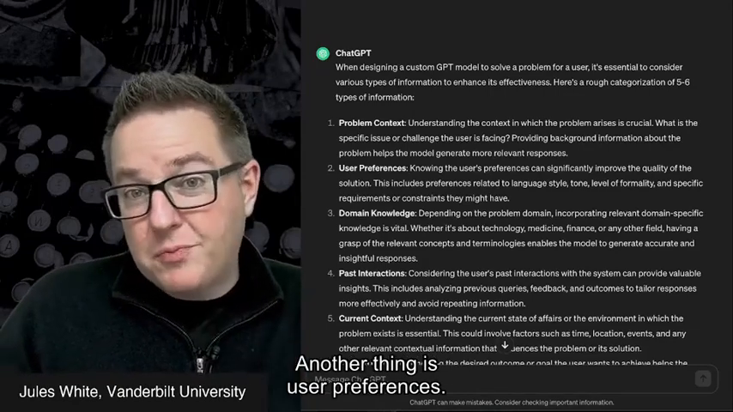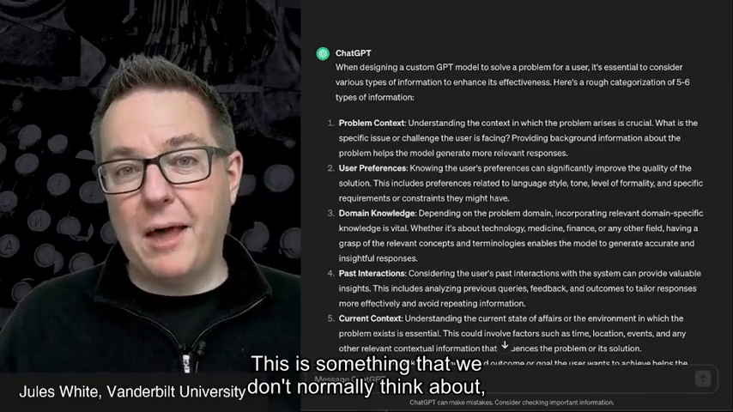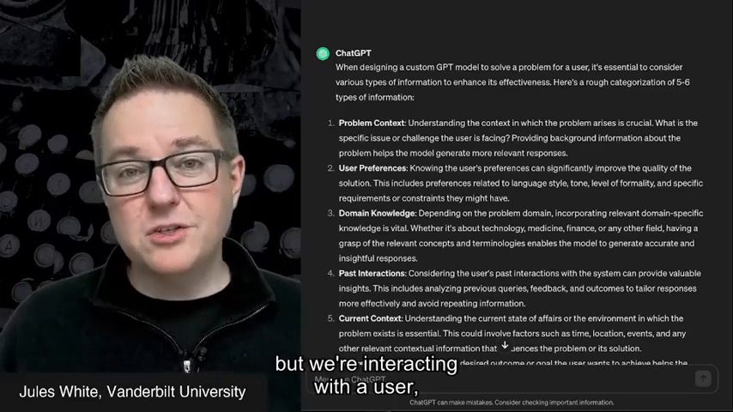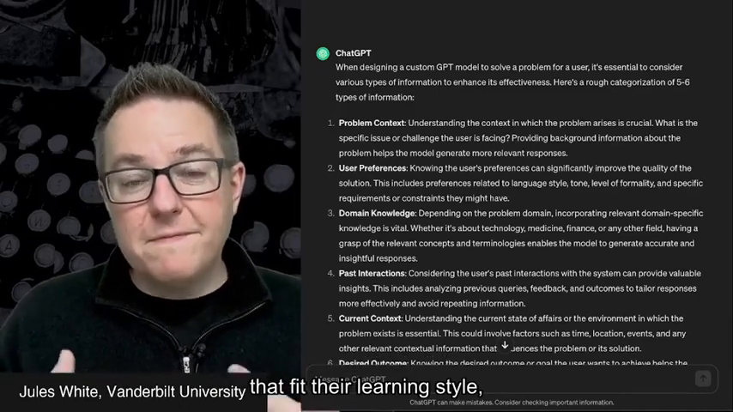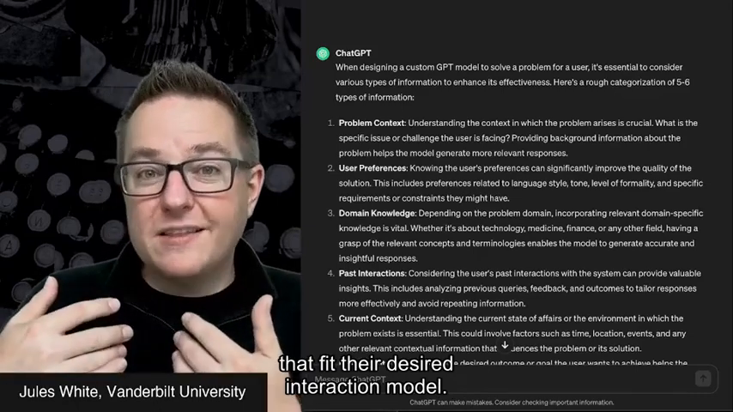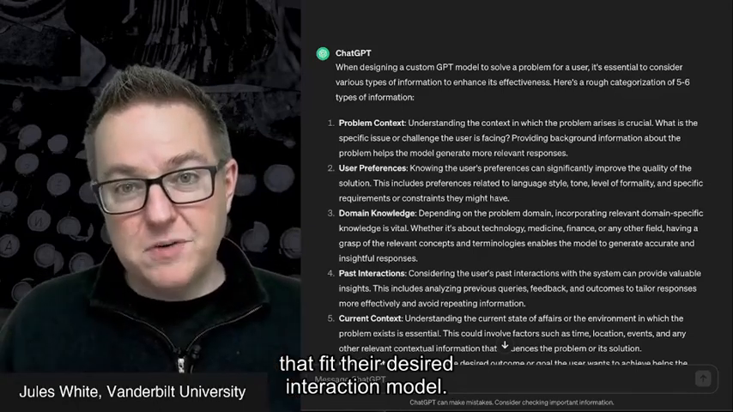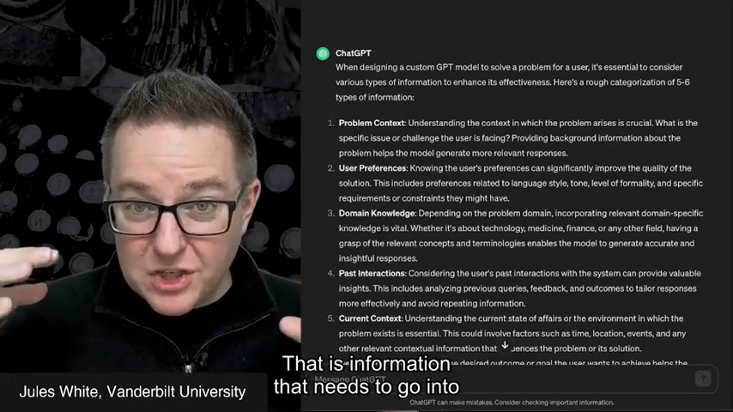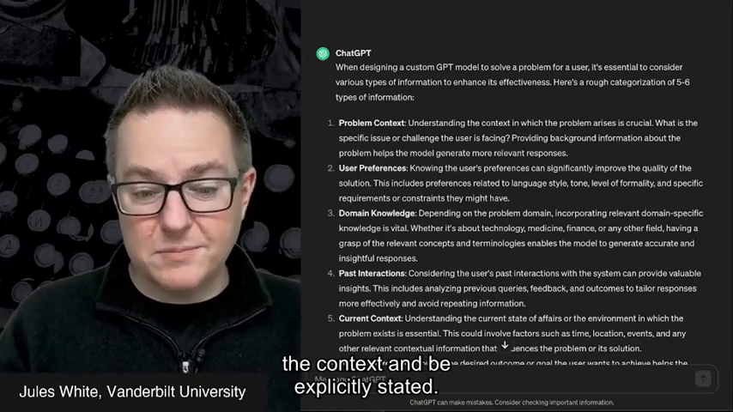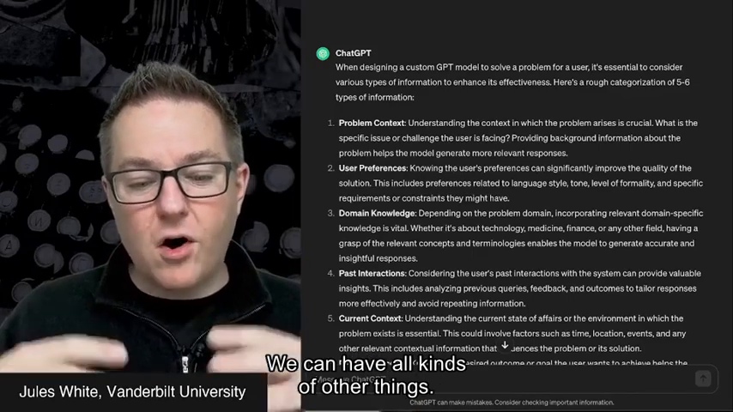Another thing is user preferences. This is something that we don't normally think about, but we're interacting with a user and we want to do things that are exciting to them, that are helpful to them, that fit their learning style, that fit their desired interaction model. And so we want to collect that information and think about it. And that is information that needs to go into the context and be explicitly stated. We can have all kinds of other things.